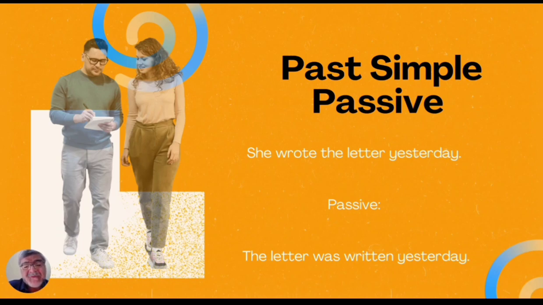Just verb to be, then the third part of the verb forms the core and the central point of the sentence. The letter was written. The door was opened. The room was cleaned. And lots of other examples that you can make. Okay.